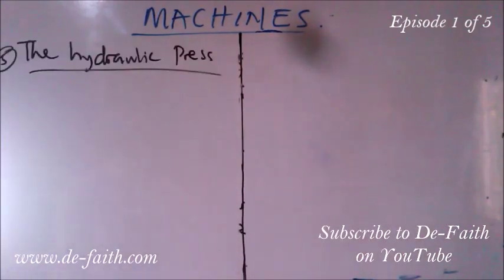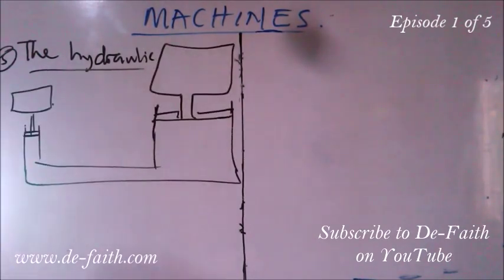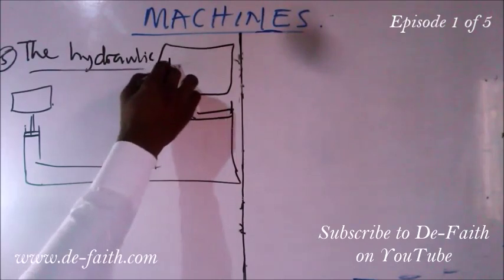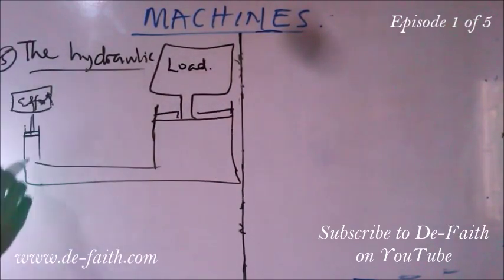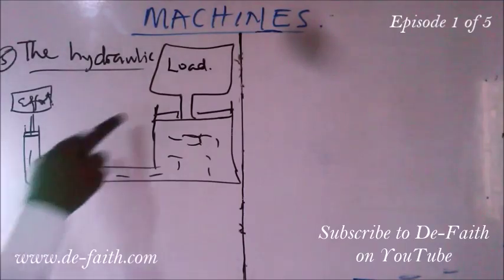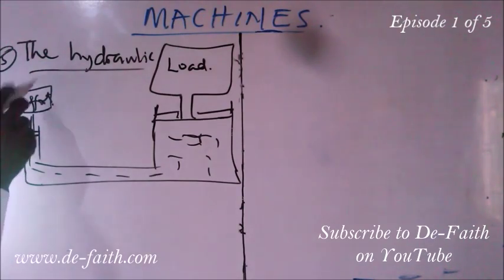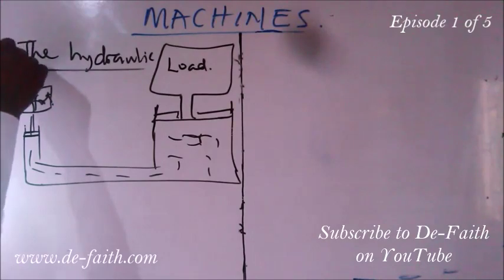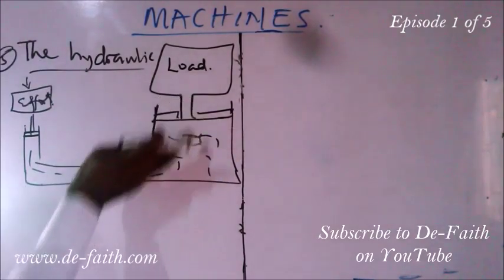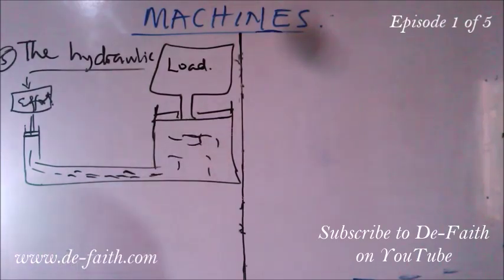Now we consider the hydraulic press. In a hydraulic press, it is made up of a system of pistons, in which here is a load and here is effort, and inside this place we have a fluid that helps to easily move the load from one point to the other. And so the hydraulic press is used in vehicles. When you apply some effort, perhaps you push this, it will move a heavy load upwards because of the fluid, and the fluid helps in reducing friction.